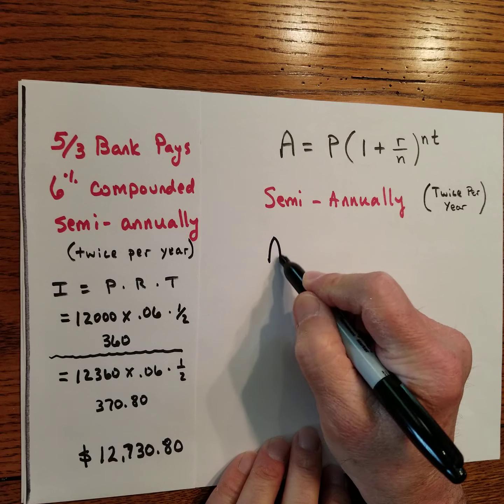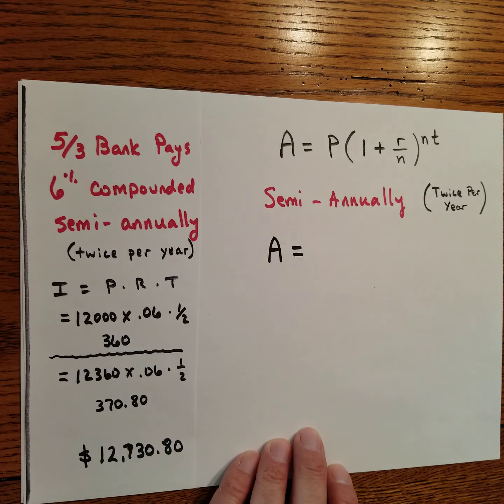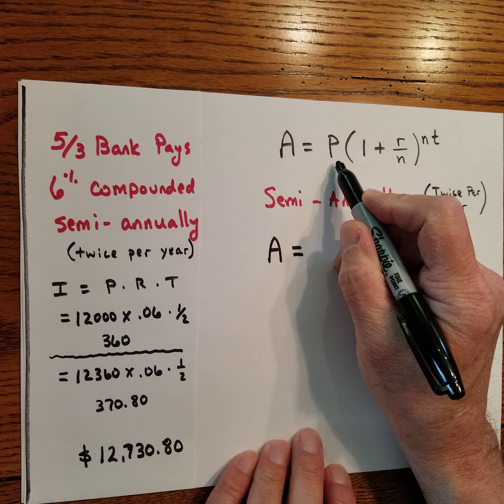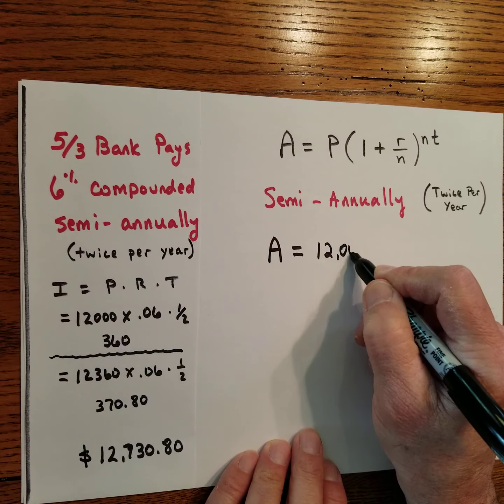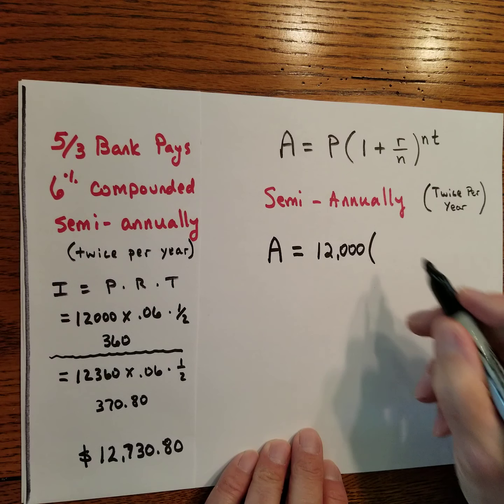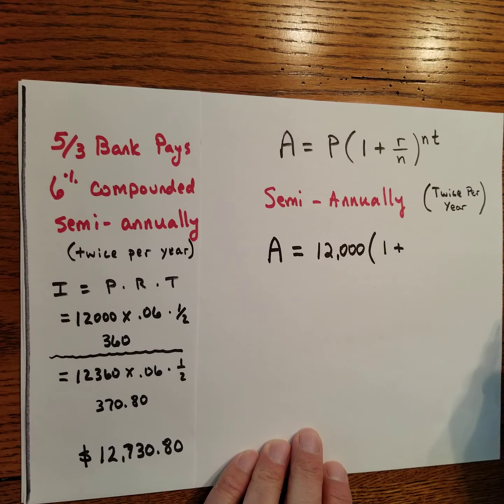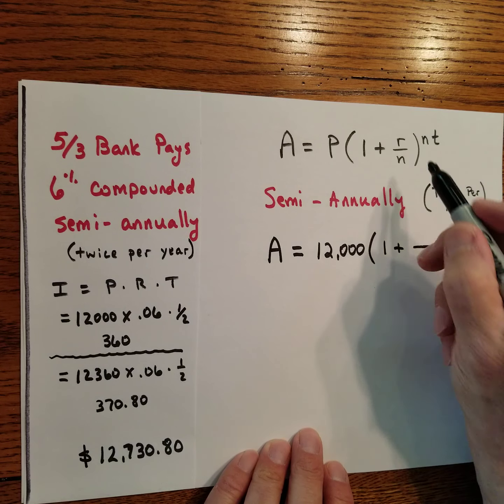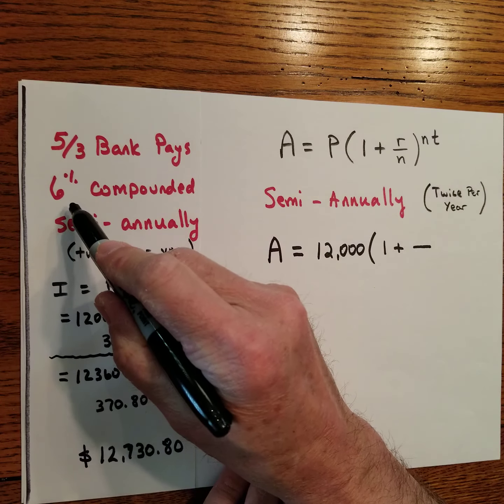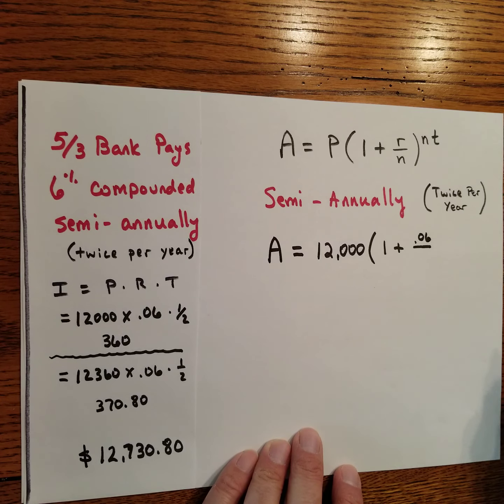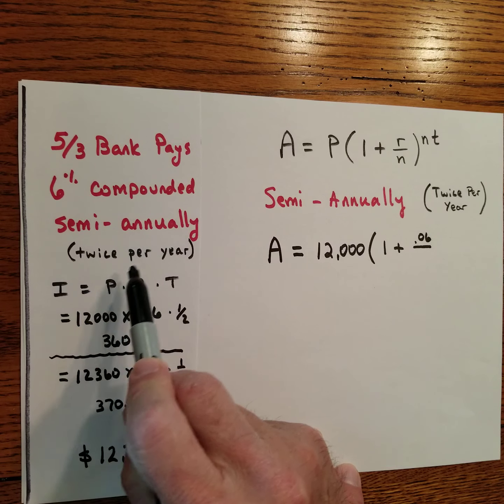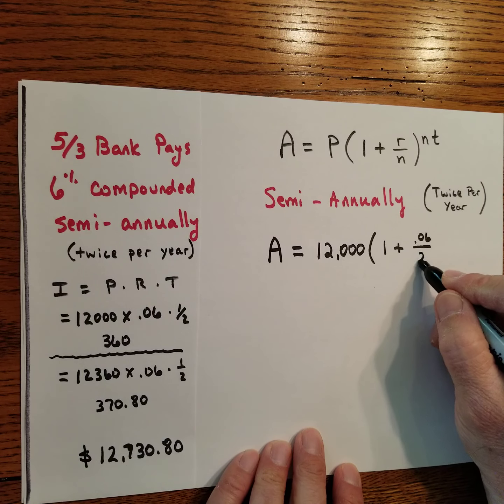A is the amount of money we'll have at the end of 1 year. P is our principal. That was the $12,000 that we invested. Copy the 1 plus, and then a fraction. R is the rate. 6% as a rate is 0.06. N is the number of times per year that we're compounding. If we're compounding semi-annually, that's twice per year. Put a 2 there.